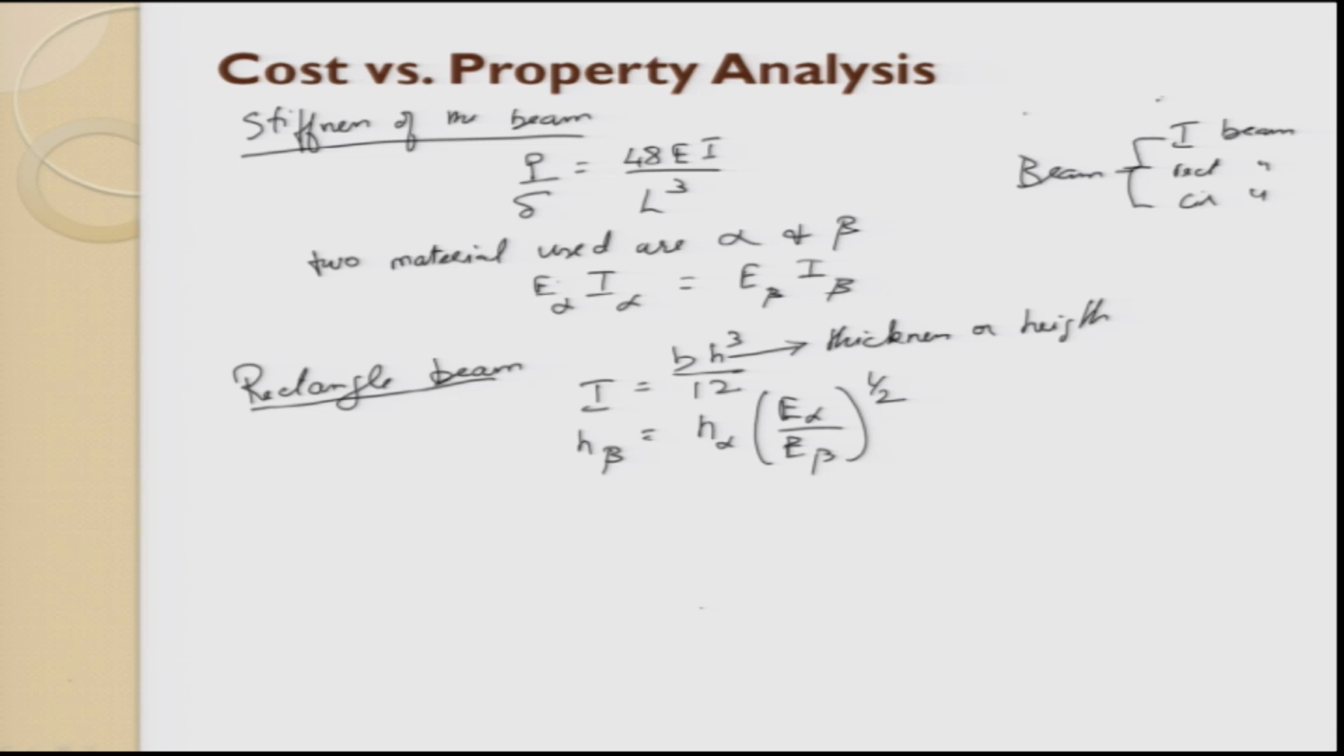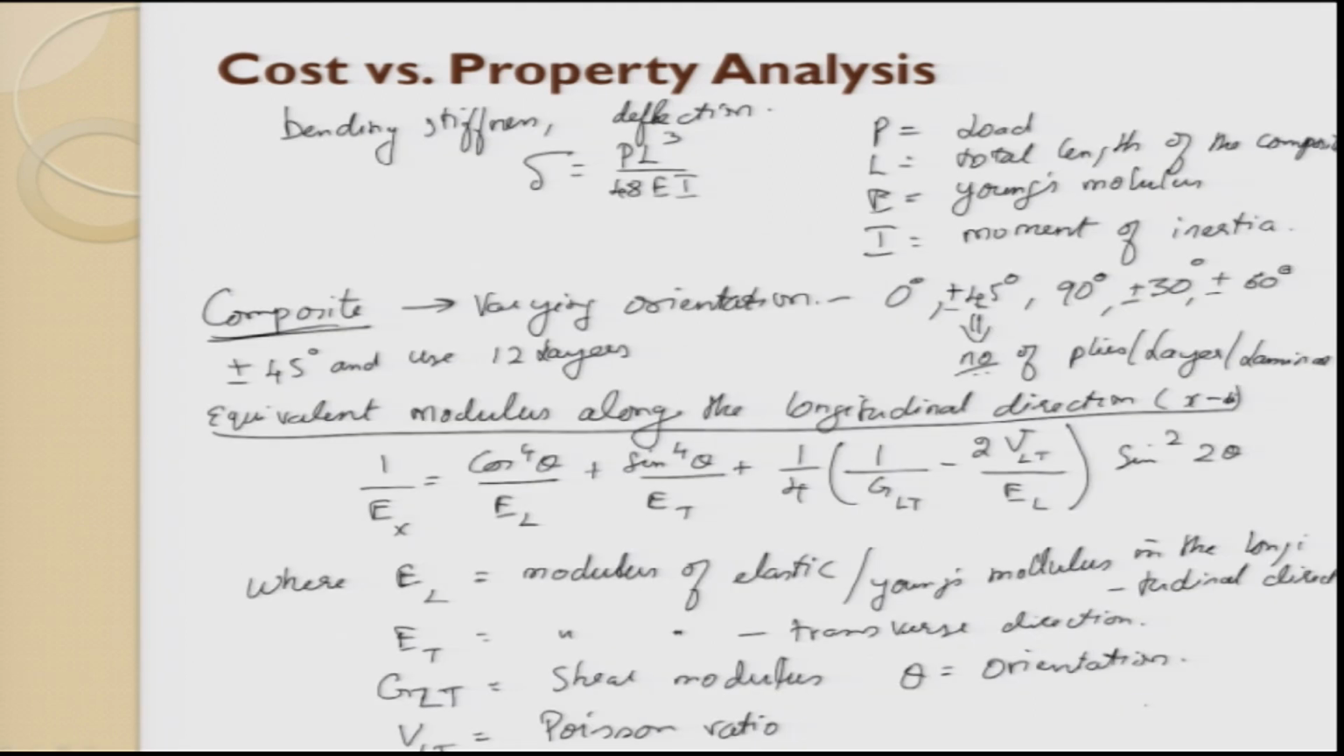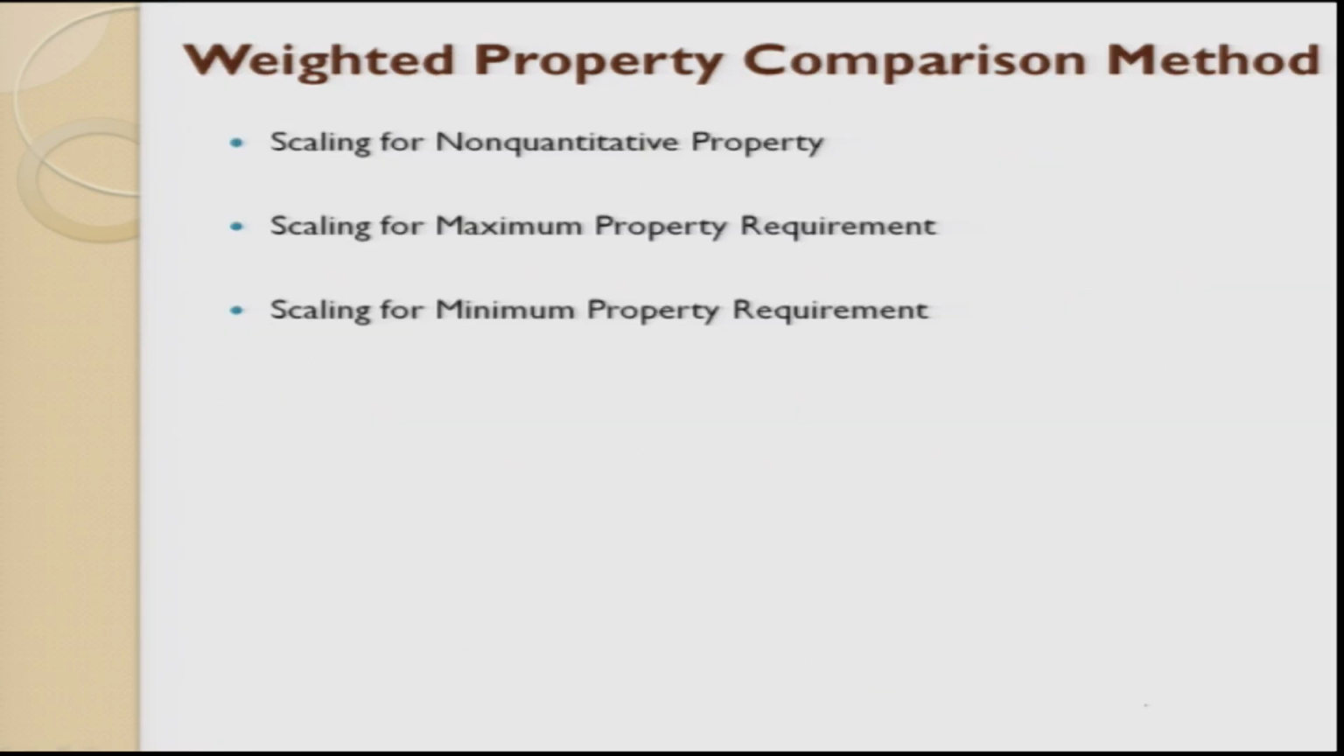Initially we were trying to work on relative weight. So this is for the relative weight, and finally what we get is the total cost for this given component. So there are two materials we are trying to compare and find out the stiffness. Next is the weightages of properties.